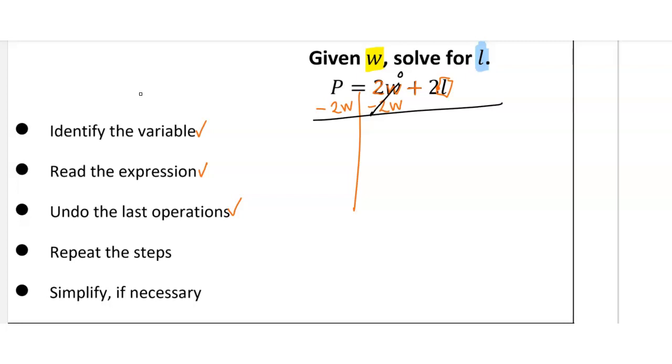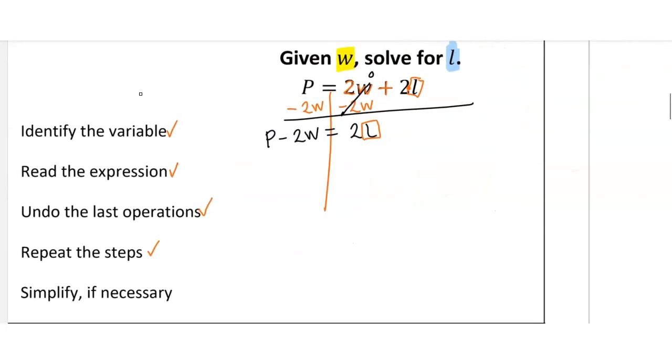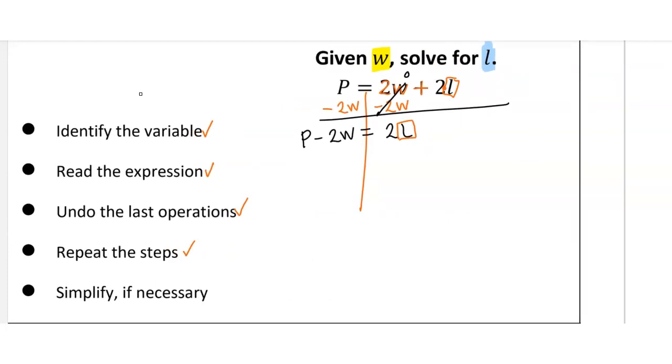Now when we subtract 2W, that gives us 0, so we're left with 2L on the right side. And because we can't combine P and negative 2W, we write the expression to represent it. Now we're going to repeat the steps because we still don't have that L isolated. So let's reread the equation. We've got 2 times L, and in order to undo that times 2, we need to use the inverse, which is divide by 2. And we're left with L on the right side.